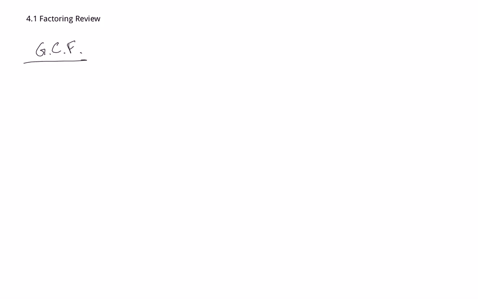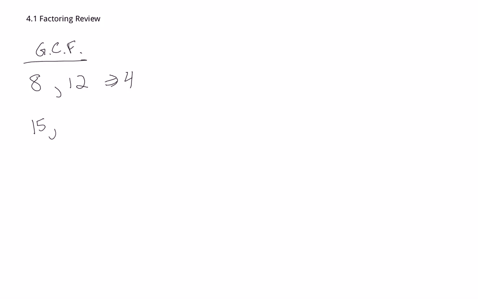So if we have two things, let's just look at some basic numbers. If I gave you 8 and 12, the greatest common factor would be 4, right? 8 divides by 1 and 8, 2 and 4. 12 divides by 1 and 12, 2 and 6, 3 and 4. So 4 is the largest one that's common to both. So you want to take out the biggest factor that both numbers are made of.